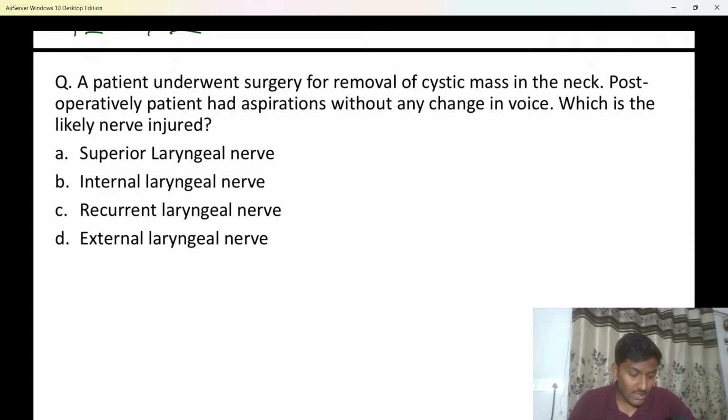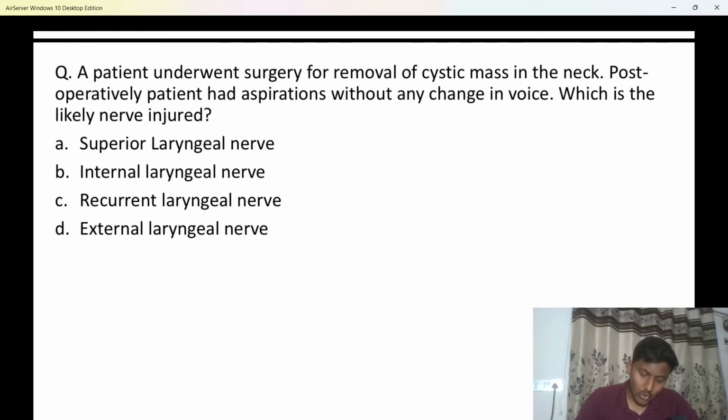Now let us discuss this question, and then we'll be talking about the nerve supply of the larynx, beta. Over here the question says, this was a recent FMGE exam question, beta, it is a recall. A patient underwent surgery for the removal of a cystic mass inside the neck. Okay. Cyst क्या होता है? Cyst is nothing else but a sac which contains fluid. So there was some kind of a cystic mass in the neck for which he underwent a surgery.